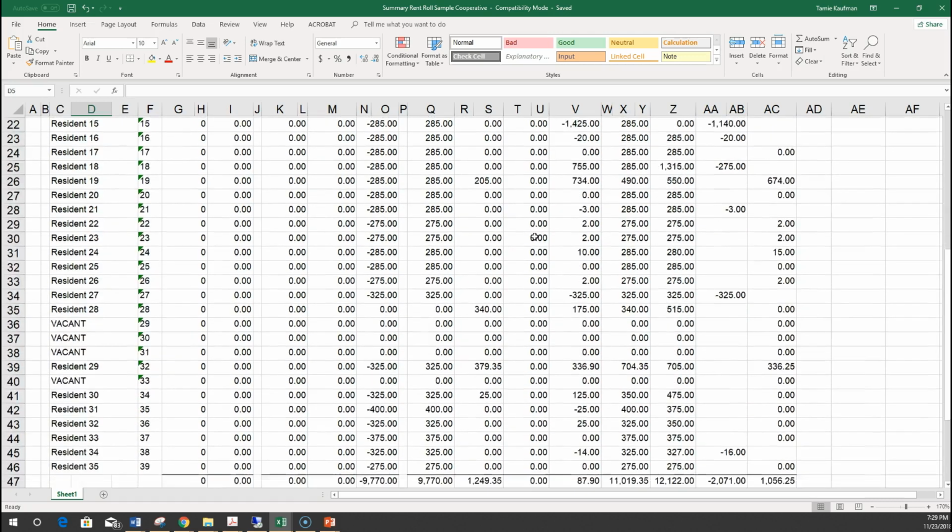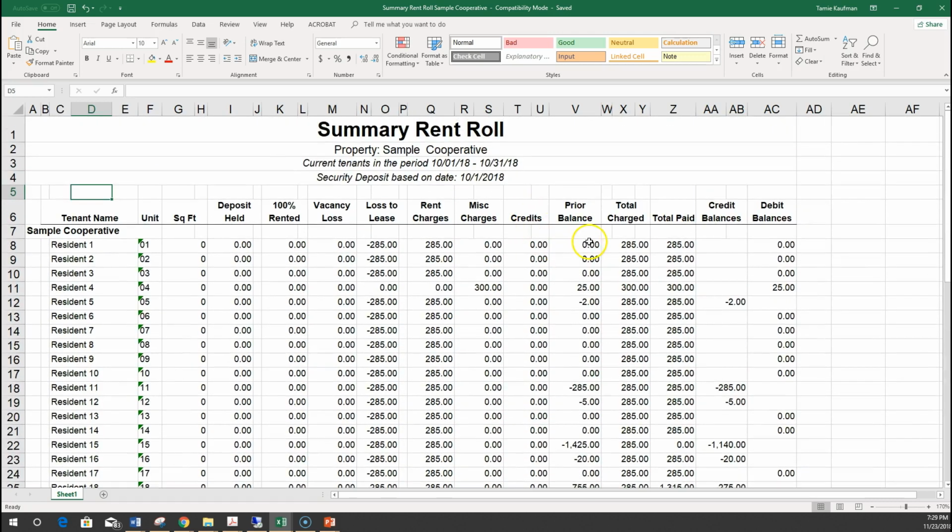If there's any credit that's being added, it would be in this column. This column shows what the prior balance is. So like this guy had a $2 credit. This one had a $25 charge. This one was paid in advance. For example, your total charged, so it'd be the columns added together, and then the total paid. So like this one, their total charges was $300, and their total paid was $300, but they had a prior balance of $25, so guess what? They still have a balance of $25.